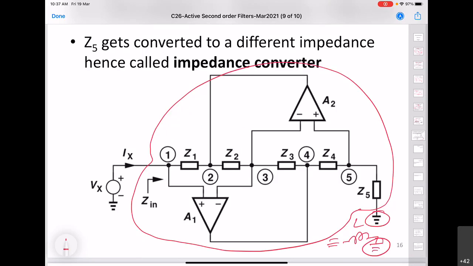So our first objective will be to find Z in, and then we will see under which condition of these impedances this circuit behaves like an inductor. That means the impedance is going to be of the form L omega, and it will of course be positive. This type of impedance will be obtained. So we will carry out the analysis of this.